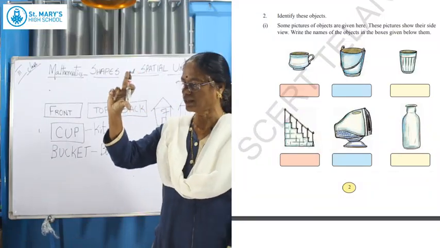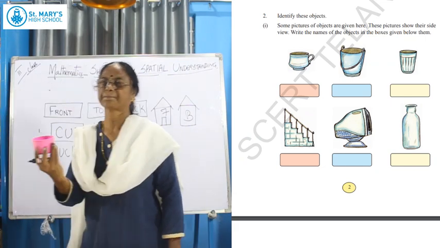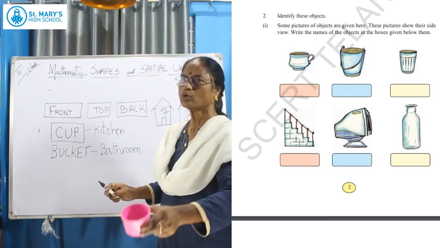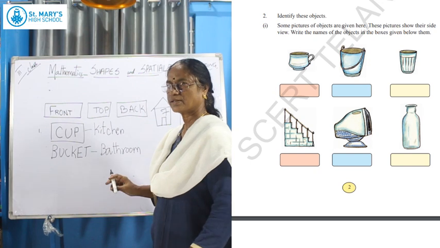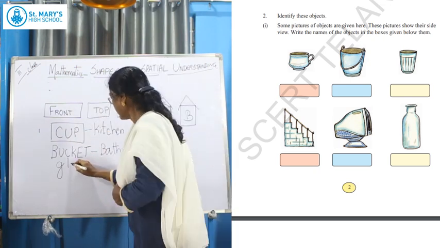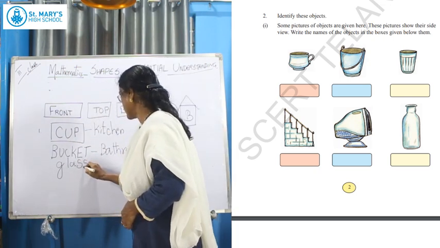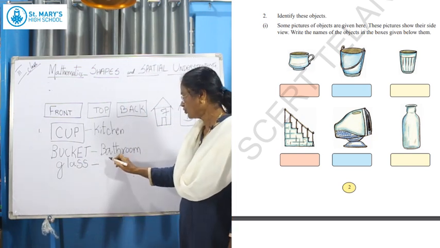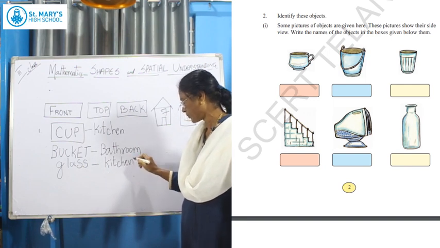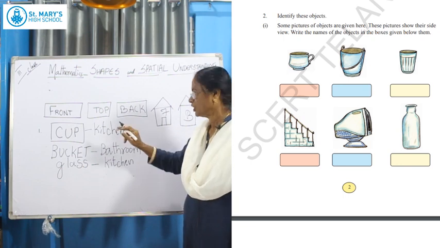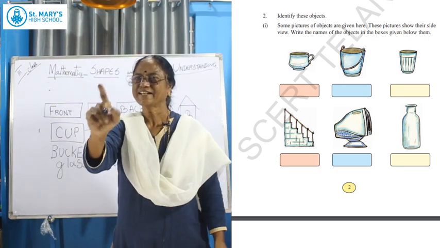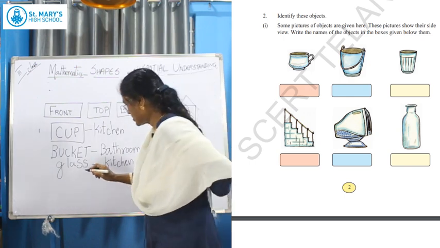That's again a kitchen article, that is a glass. That's a glass, right? You will drink water in the glass, isn't it? So, write the spelling glass, G-L-A-S-S, glass. Where do you find this? You find this item in the kitchen. This is a kitchen item, okay? Right. You find a cup in the kitchen, glass in the kitchen, bucket in the bathroom. Right, next one is staircase. What is that? Stair.